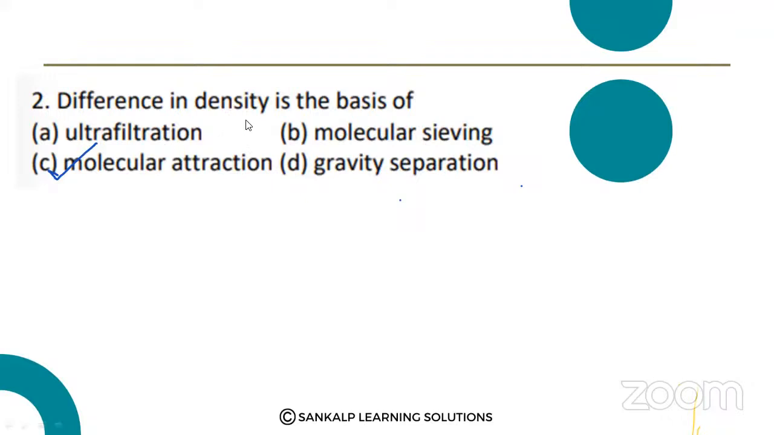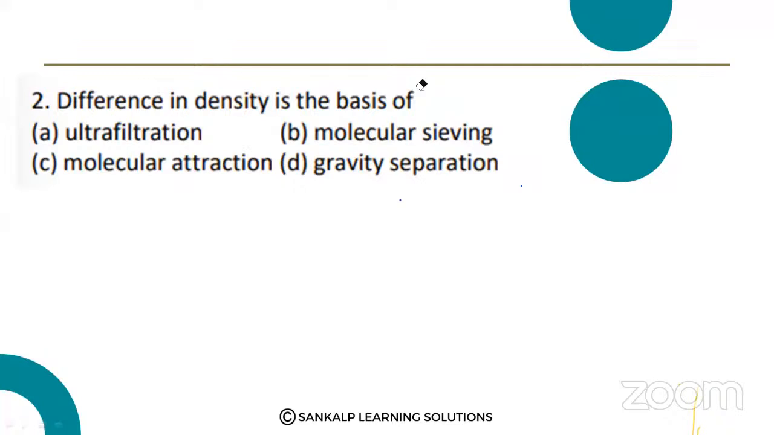Second question: difference in density is the basis of A, ultrafiltration, B, molecular sieving, C, molecular attraction, D, gravity separation. So difference in density. Density is what? Based upon the mass. Okay. So here the correct answer is gravity separation. Why is it gravity separation? It is based upon the gravity of both the components. Okay. Difference in the density.